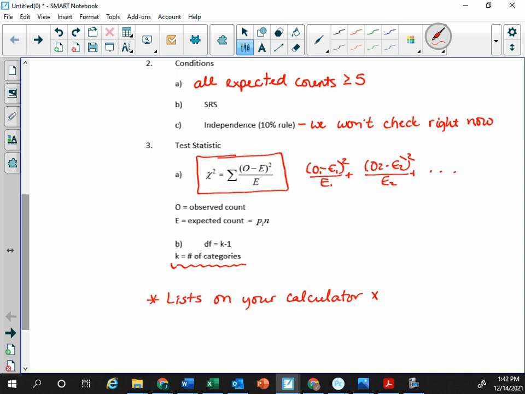We'll get into matrices for some of them, but this first one, the goodness of fit, is just using lists.